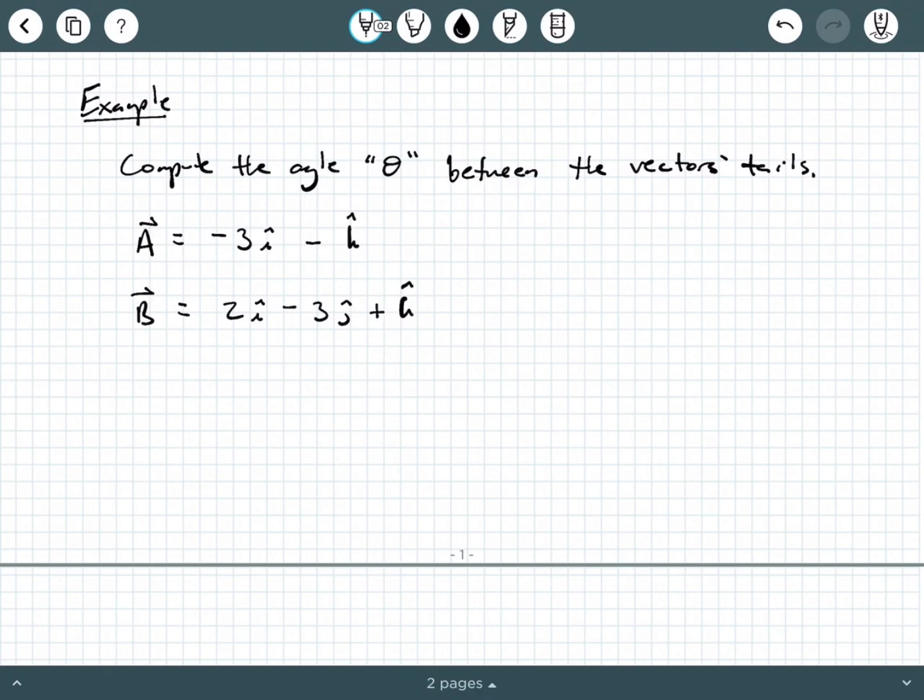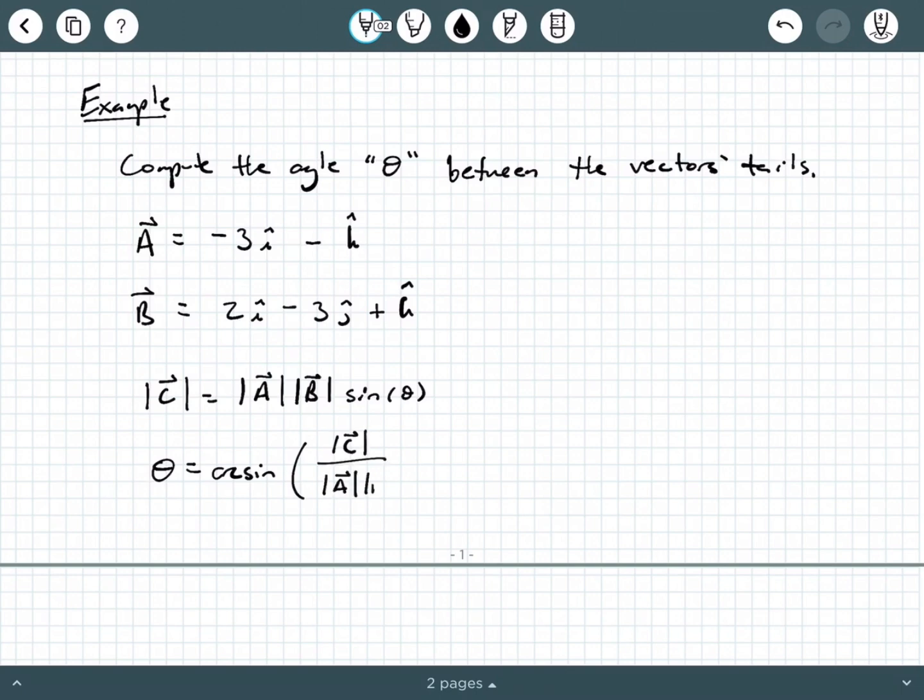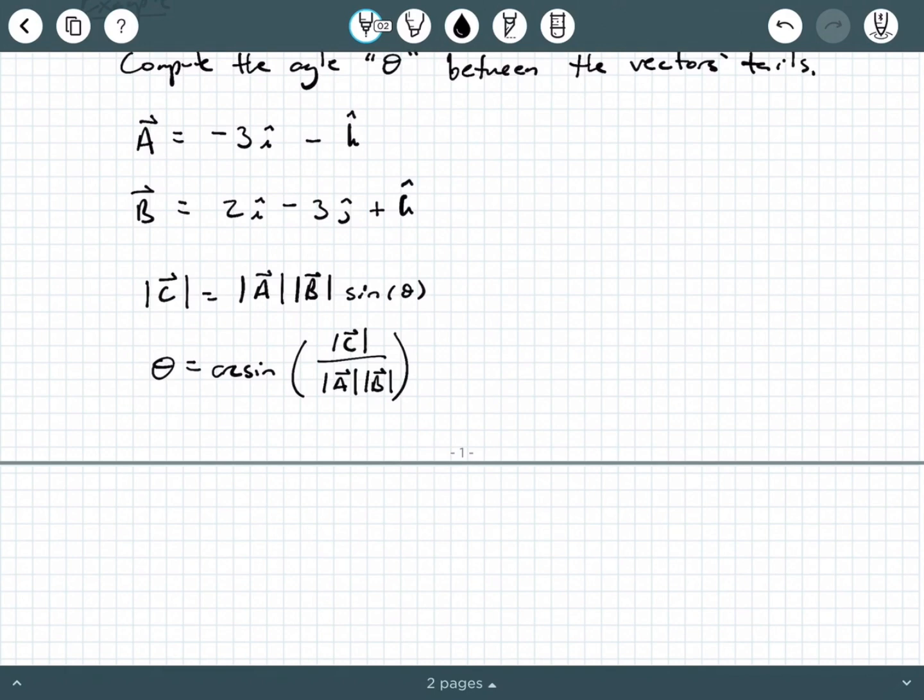If you remember from our video on cross product, we know that the magnitude of vector C equals the magnitude of vector A times the magnitude of vector B times the sine of theta. So we can rearrange this and get theta is the arc sine of the magnitude of C divided by magnitude A times magnitude B. We can easily get magnitude A and B. There's no question about that.